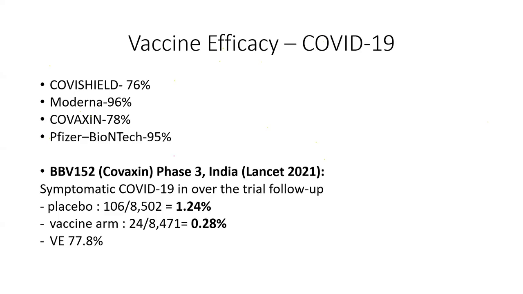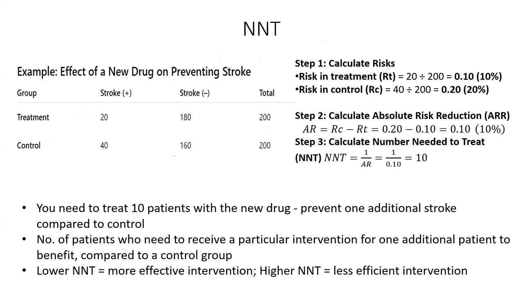And then, of course, there is another, because I think in one of the exams this question was asked. So please read up what is numbers needed to treat, or numbers needed to harm, or numbers needed to screen. It is a very simple concept. What you have to do for this is just a reciprocal of the attributable risk. If you are given any numbers, and you are able to calculate the risk in the intervention group, risk in the exposed, risk in the control group, and if you subtract, you get the attributable risk.